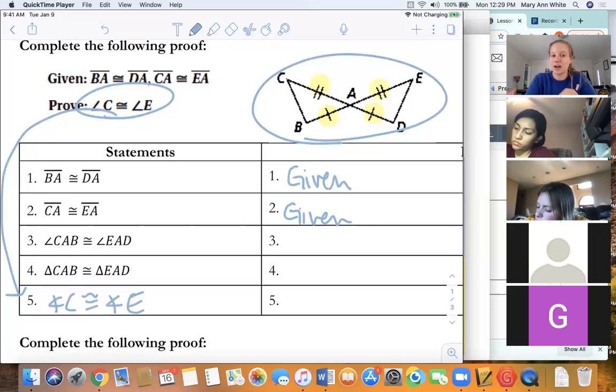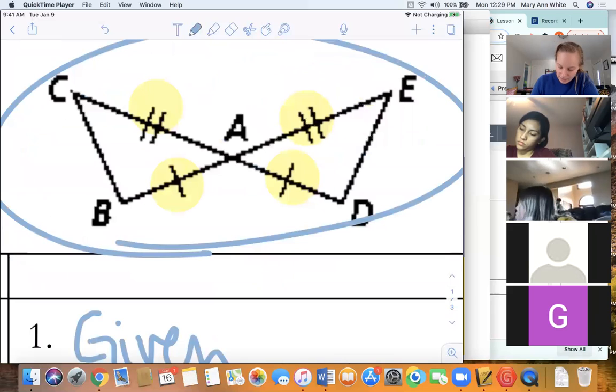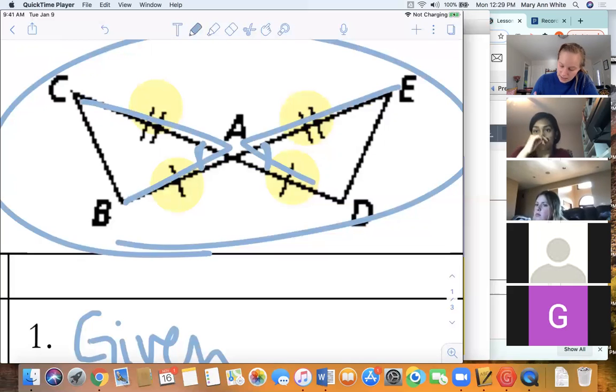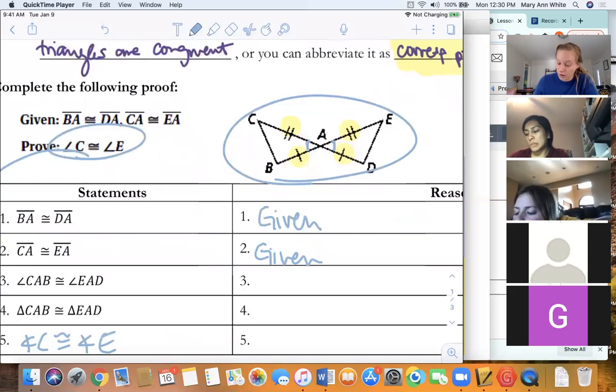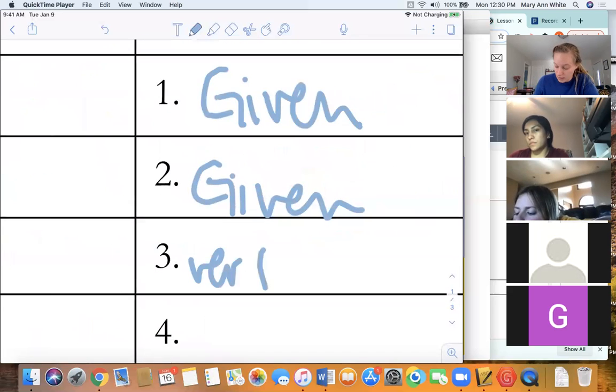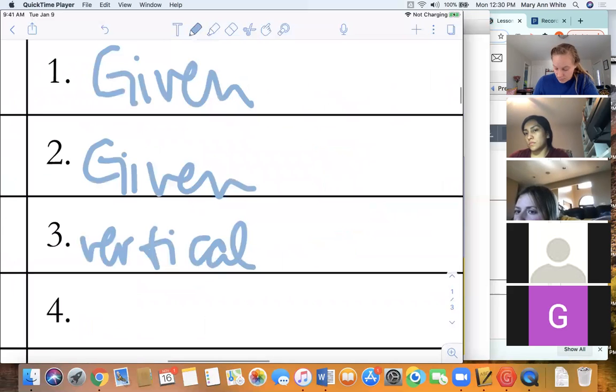Now step 3, we have to try. It says angle CAB is congruent to angle EAD. So let's zoom in and look at that. CAB is right here and EAD is right here. That just makes my picture messier, so I'm going to erase it, but you get the gist. Why are those angles congruent? Vertical angles are congruent. Very good. Those angles are vertical, and we know vertical angles are congruent.